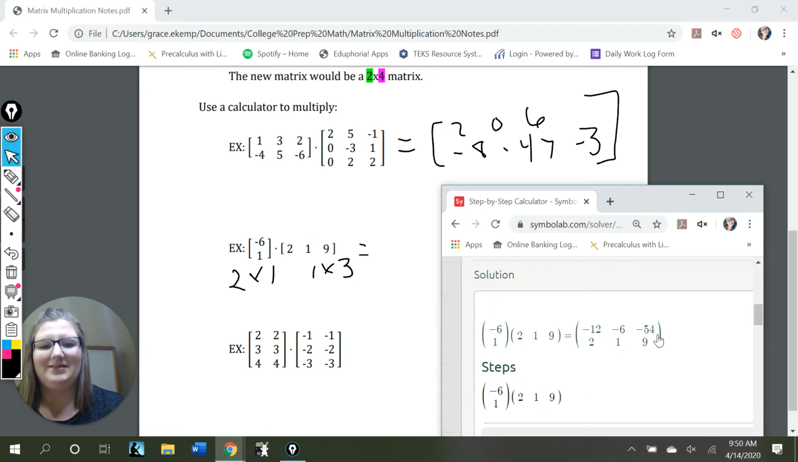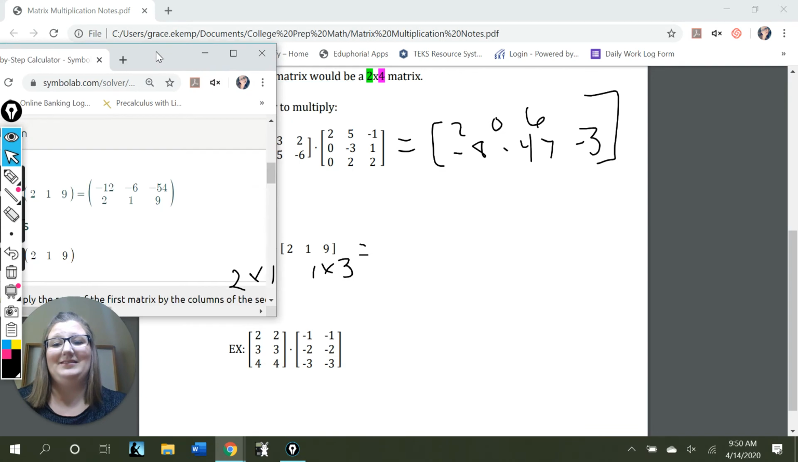So notice our final matrix looks a lot bigger than either of the matrices we started off with. So sometimes matrix multiplication can work like that. So our final matrix is -12, -6, -54, 2, 1, 9.